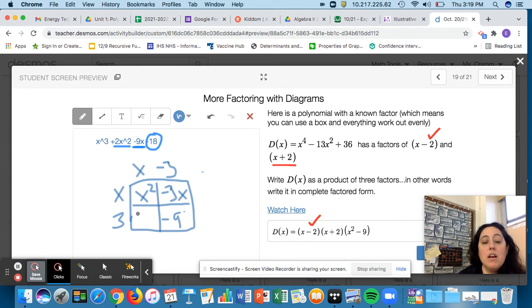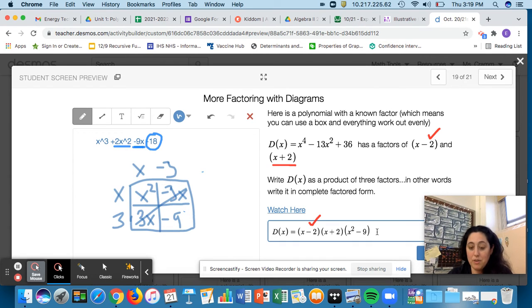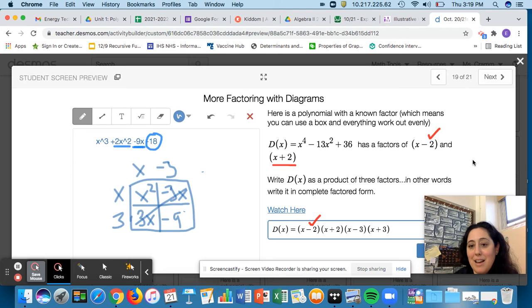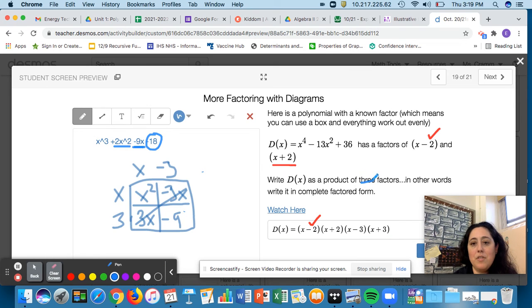Maybe I'm trying to go too fast. This negative 3x and positive 3x will cancel out to 0x. All right, so when I go back here, instead of writing x squared minus 9, I can write x minus 3 times x plus 3. So this was actually 4 factors, not 3. This was just a typo. This should have said the product of 4 factors. So I have 1, 2, 3, 4.